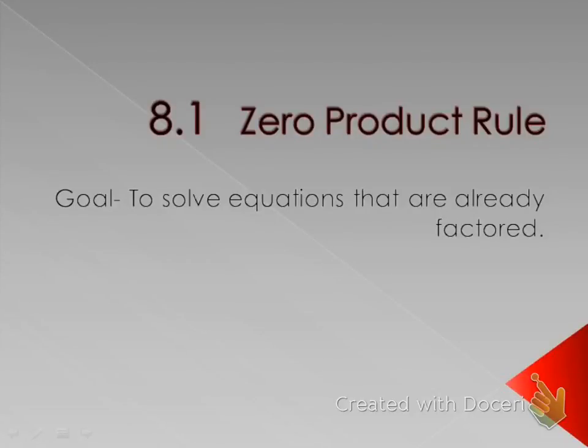All right, so the first section of Chapter 8 is all about what's called the zero product rule. So our goal for today is to solve equations that are already factored. So factoring, remember, is writing as a multiplication problem. So today everything's already written using multiplication. We're going to apply this new rule called the zero product rule, and then we'll move forward from there.